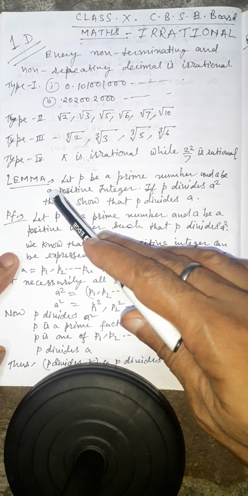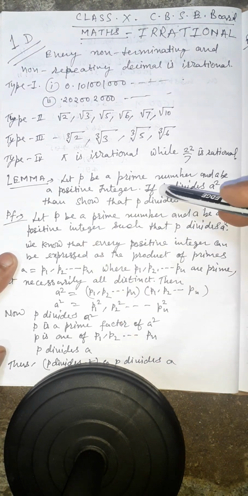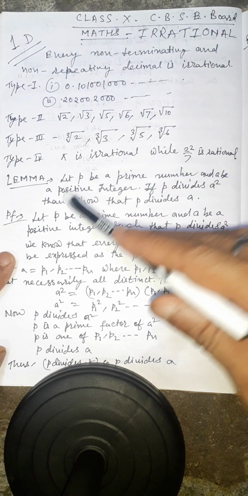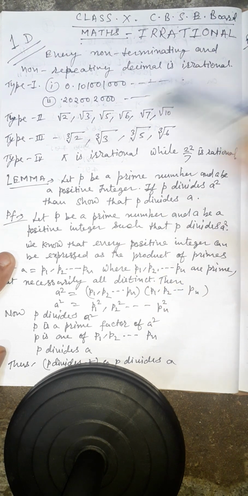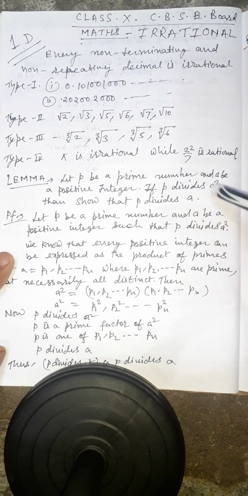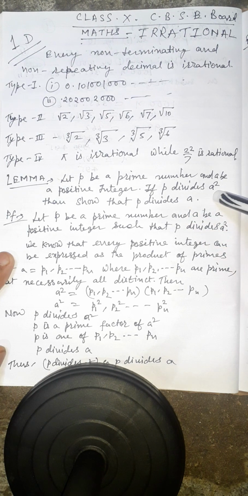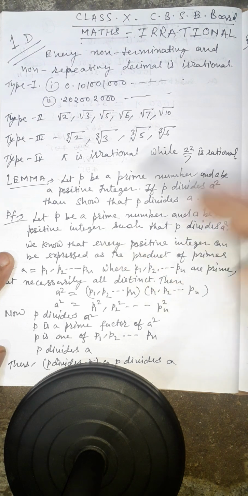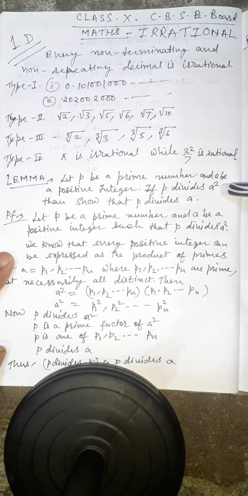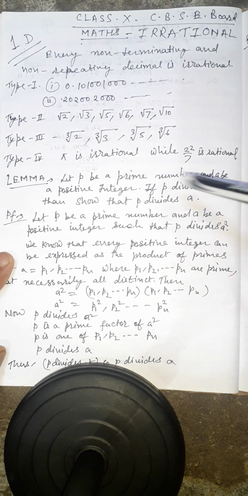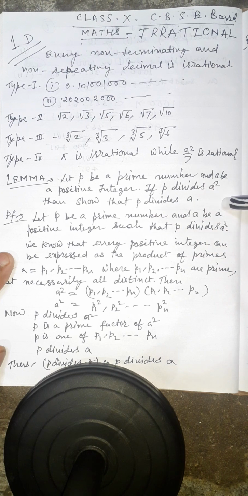Let P be a prime number and A be a positive integer. If P divides A square, then P also divides A.